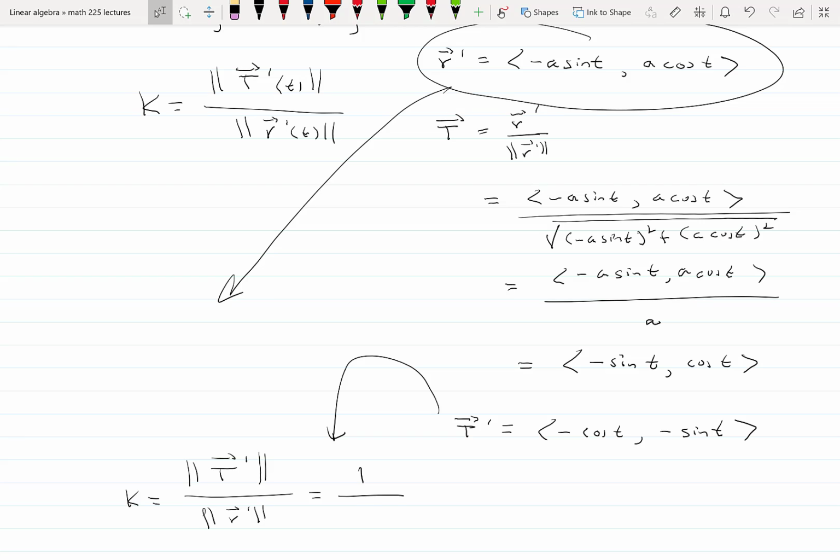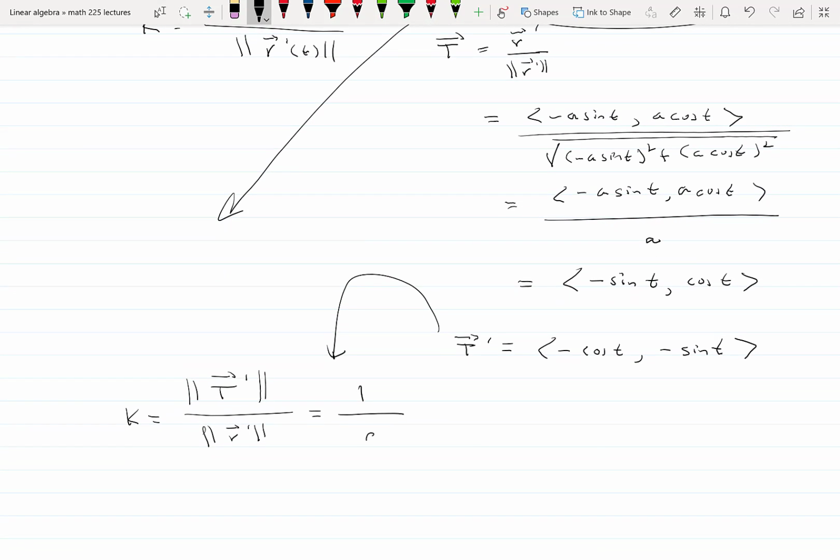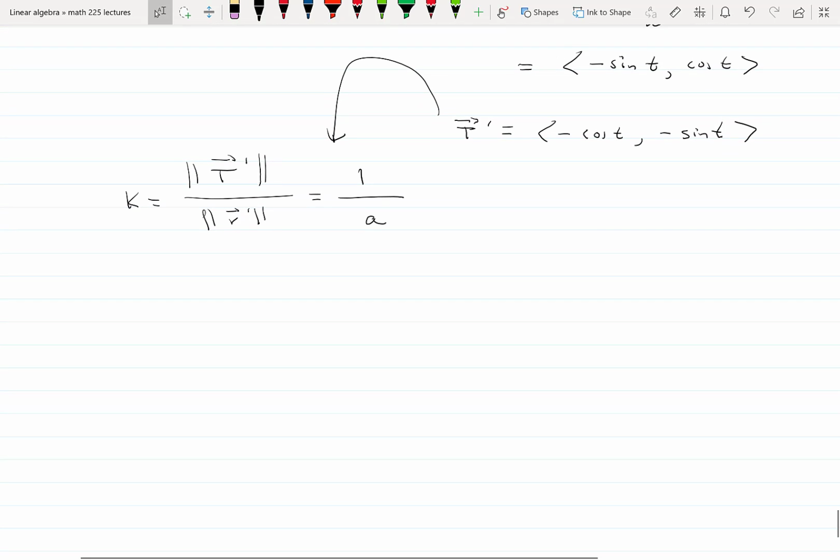What's the length that we figured out when we found the unit tangent vector? The length of r prime is a. There we go. The curvature of a circle of radius a is 1 over a. That's pretty nice. The reason I think it's pretty nice is because it behaves exactly the way we expect the curvature of a circle to behave for either small or large values of a, and it's simple.